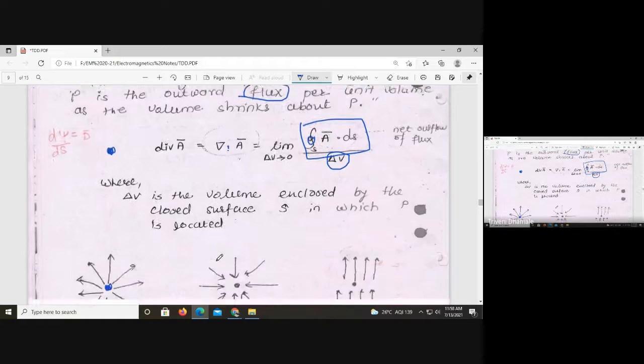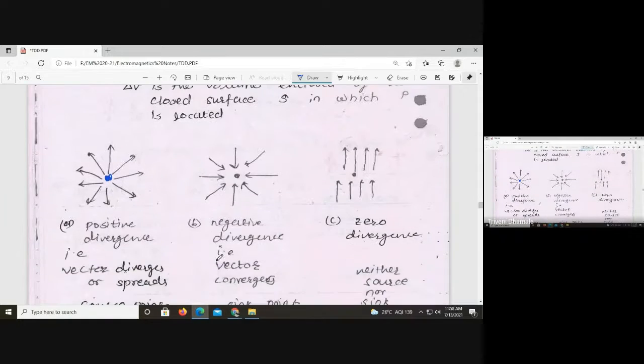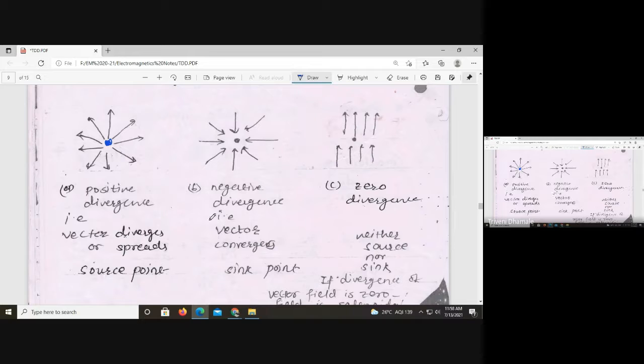Now there are three types of divergence: positive divergence, negative divergence, and zero divergence. Now what happens in this case? Positive divergence means for vector A bar at this point, the vector diverges or spreads out. Okay, the electric flux spreads out, that is known as positive divergence. Okay, this is the property of the charge, positive charge.